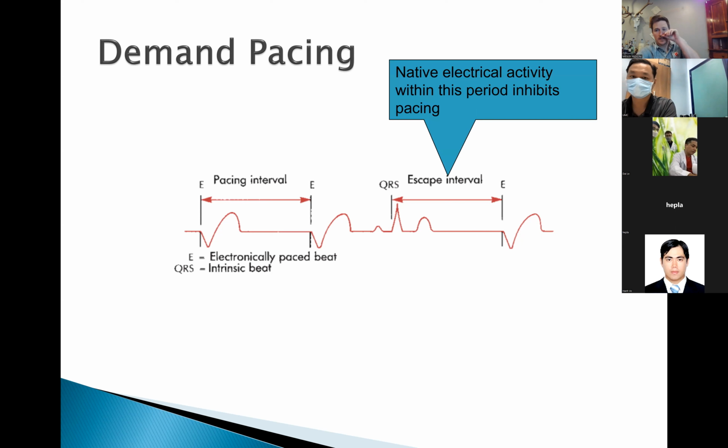So with demand pacing, the native electrical activity will inhibit the pacing during that escape interval. If there's a native beat, because the pacemaker senses that native beat, it will inhibit another pacer spike from occurring, so that you don't have a pacer beat and a native beat on top of one another.